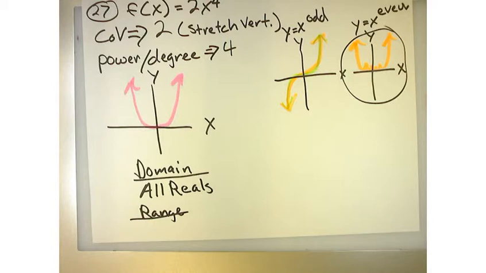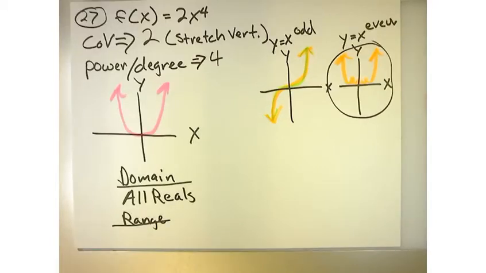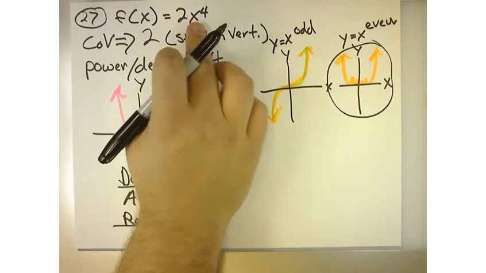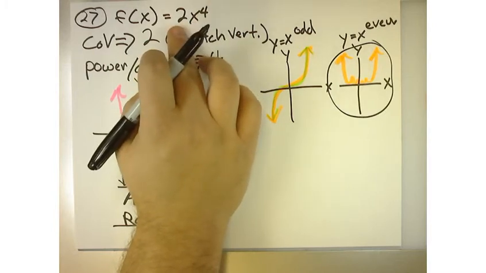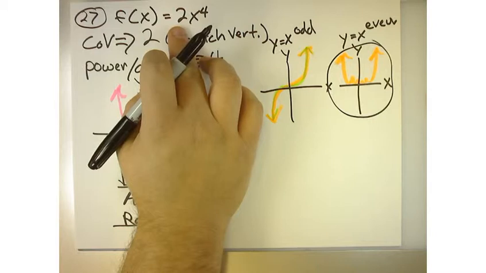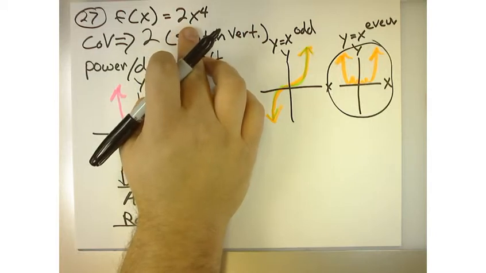Remember, the range are the possible y values. What do you think is the lowest y value? 0. If I plug 0 into the function, I'll get 0 to the 4th power, which is 0. 0 times 2 is 0. What if I plug in negative 1?